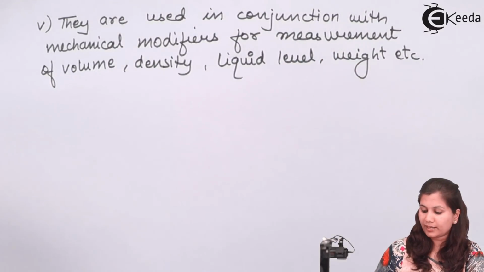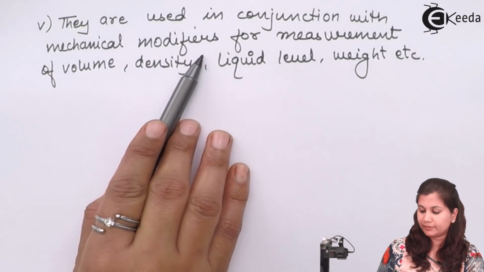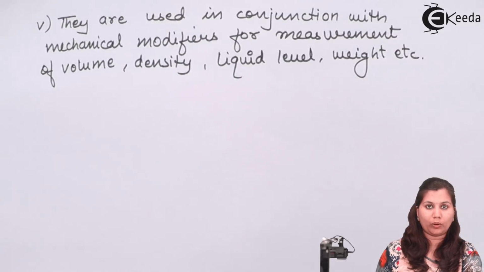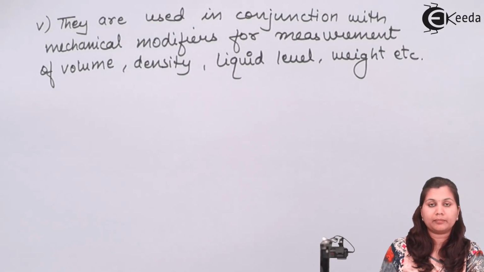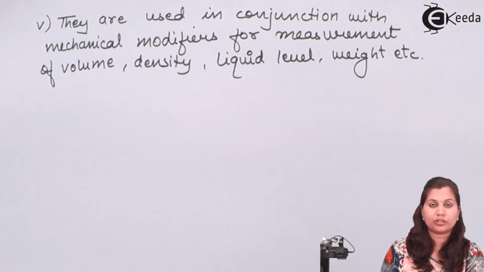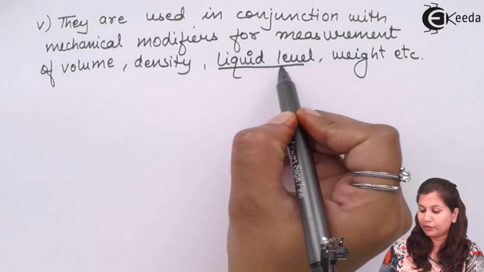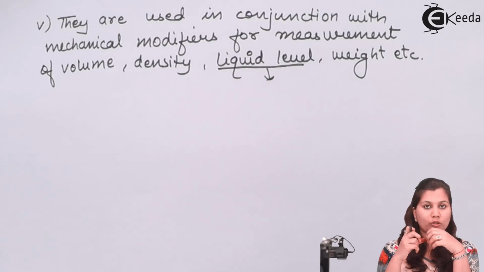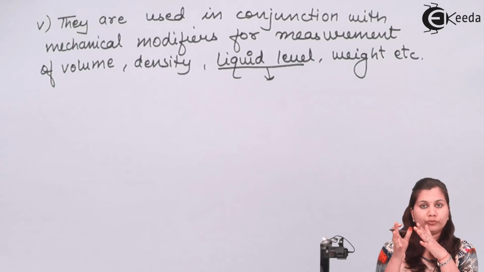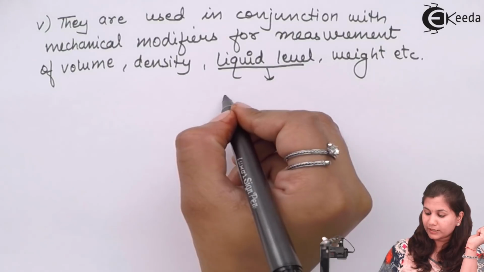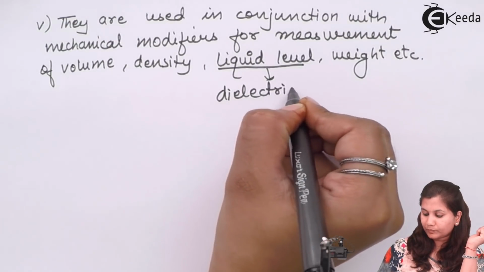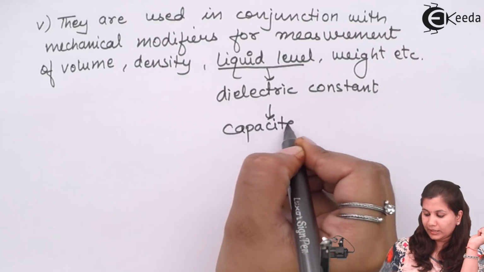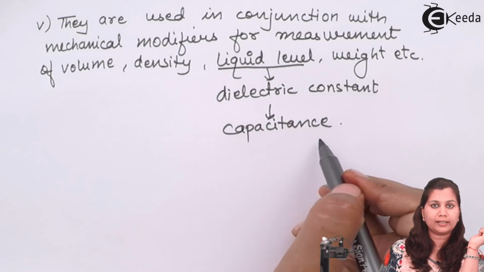Now capacitive transducers are also used in conjunction with mechanical modifiers for measurement of volume, density, liquid level, weight, etc. All these are mechanical quantities. So these quantities will be measured by the change in the capacitance. Like if we take the case of liquid level, if the level of the liquid increases, the amount of dielectric between the capacitance plates also changes, due to which the change in the capacitance occurs. So level is causing the change in dielectric constant, and dielectric constant is changing the capacitance. So in this way, the liquid level can be measured by change in the capacitance.